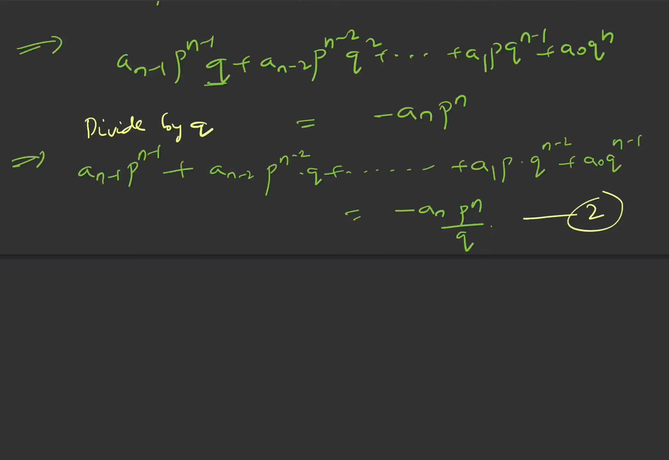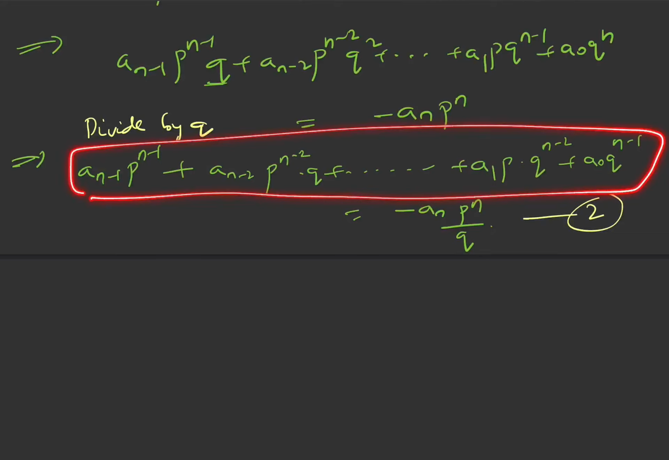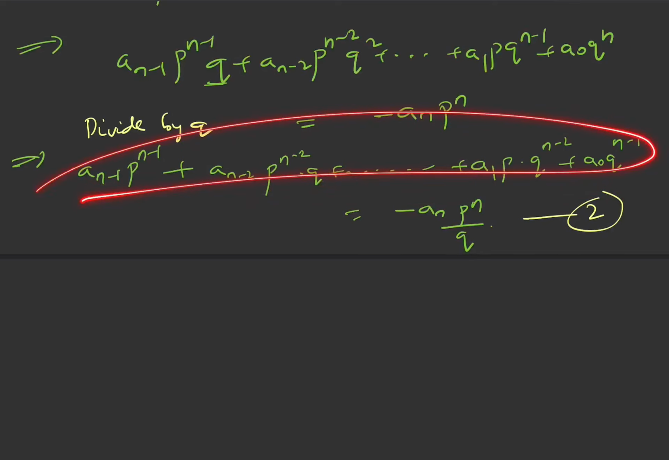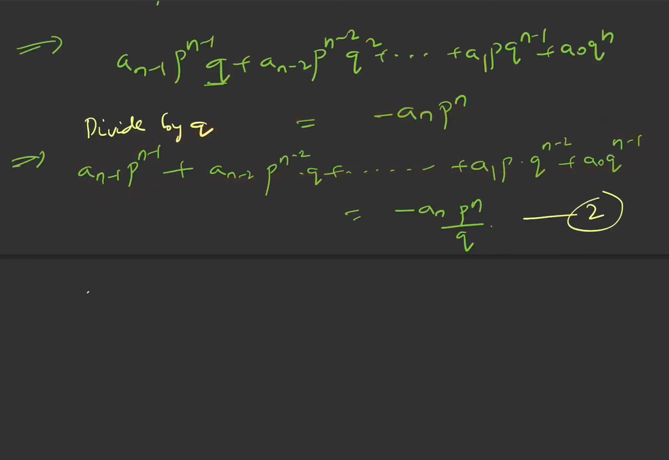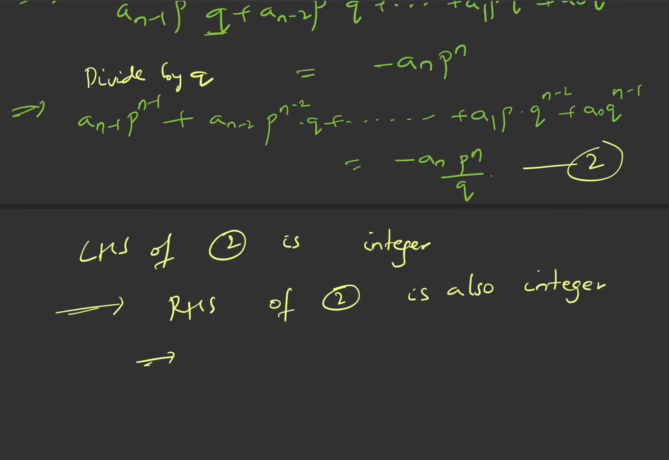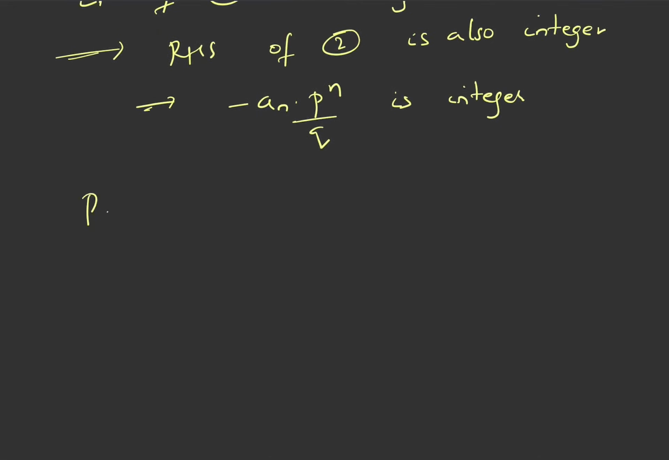So now you see equation 2. If you see equation 2, this left hand side of equation 2 is an integer, right? Because all the coefficients are integers and p and q are also integers. So the LHS of equation 2 is an integer. So this implies the right hand side should also be an integer. This means minus an into p power n by q is an integer, right?